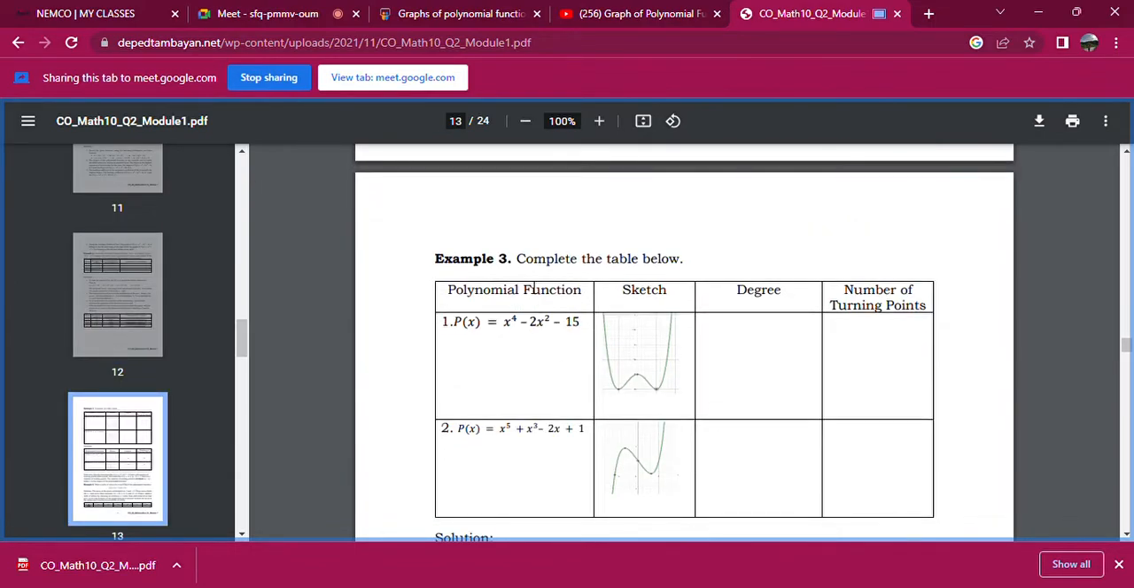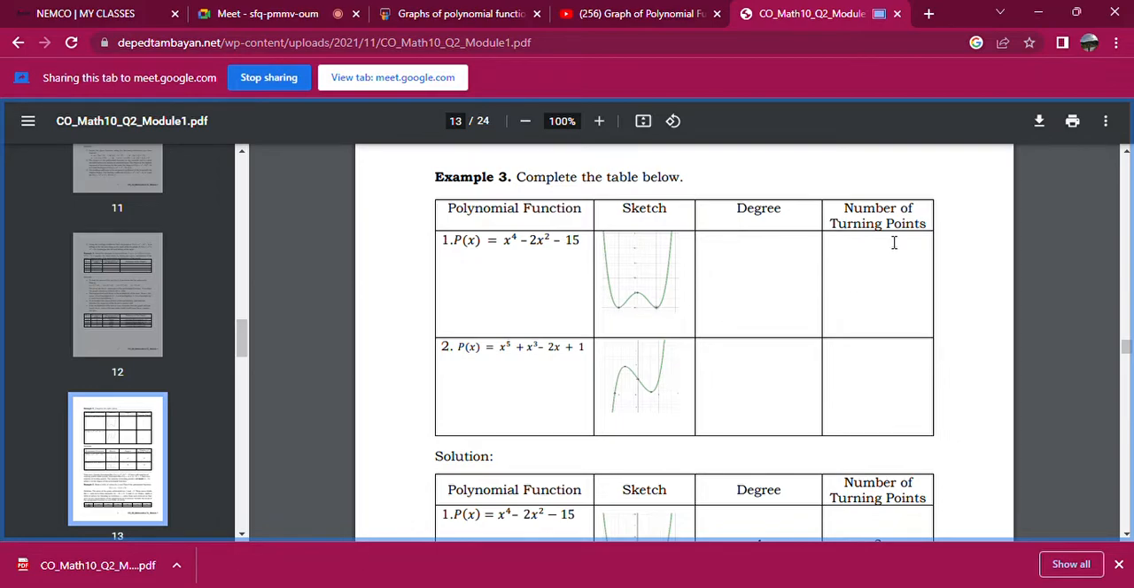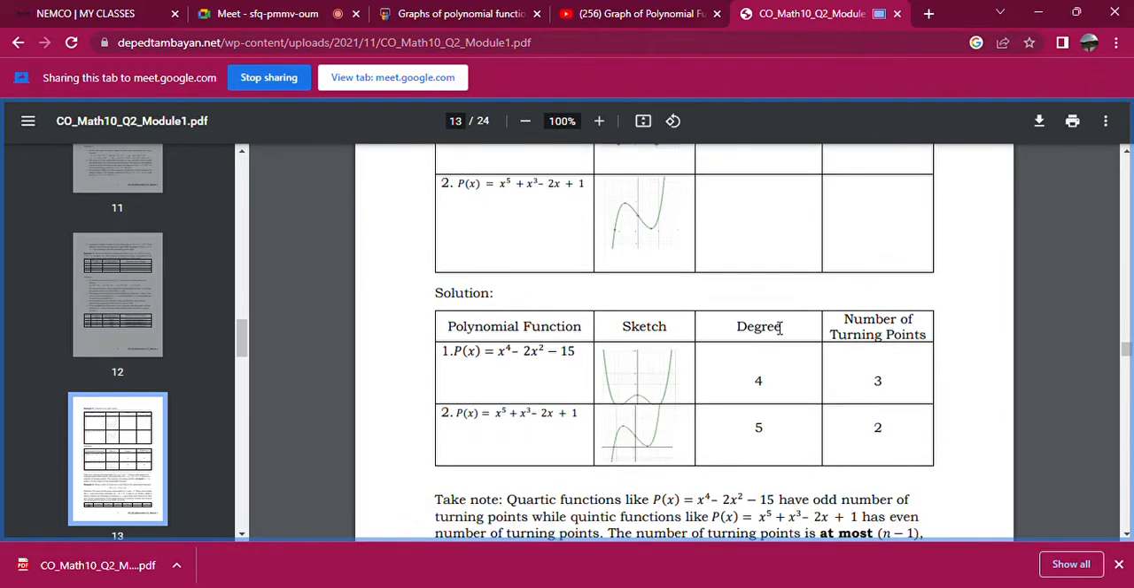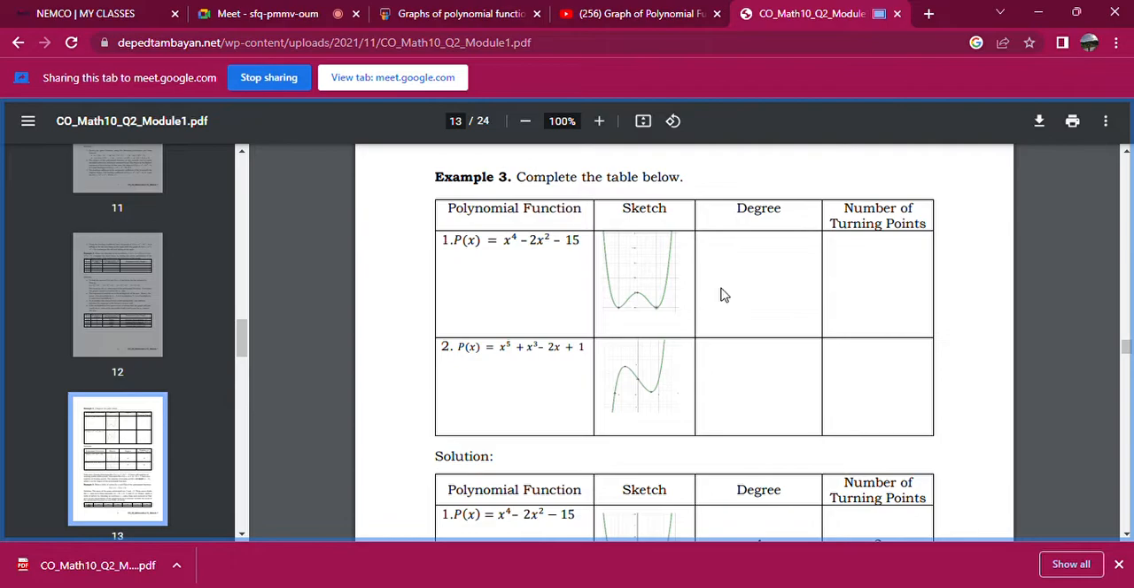Next, we also have example number 3. Example number 3 is where we will have to identify the number of turning points. If your graph goes up, then changes direction and goes down, that is a turning point. So that is your understanding of turning points. In number 1, you can know the number of turning points simply.